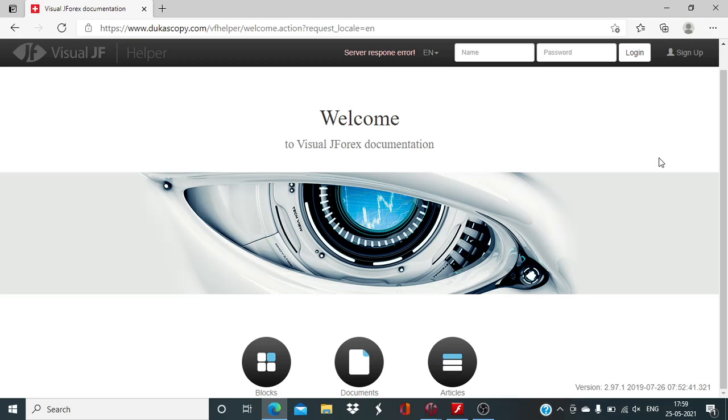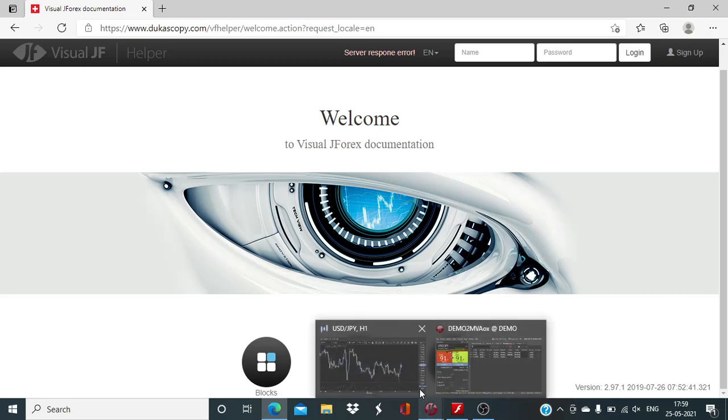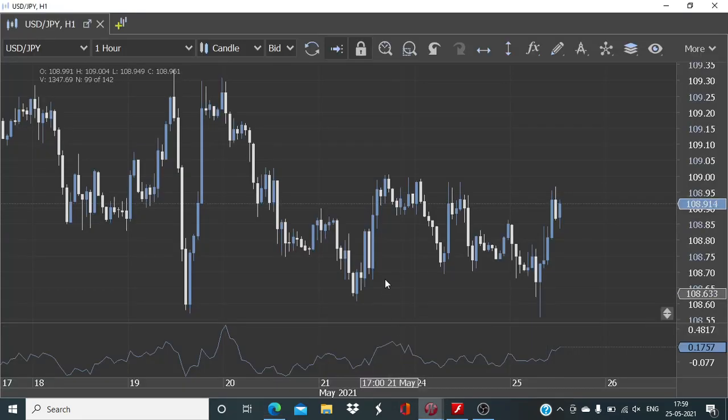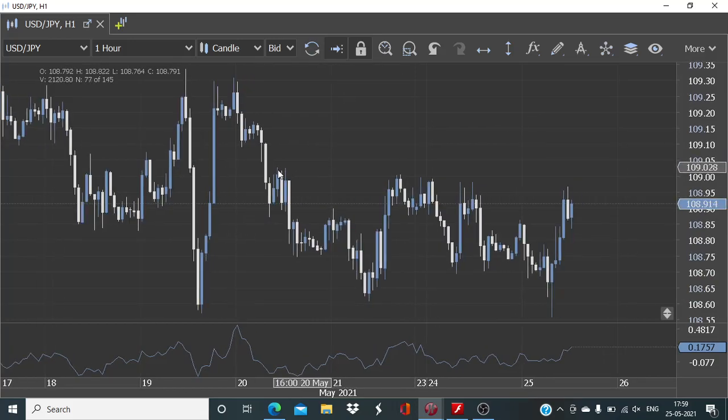If there is a gain in the price, then of course the output for the ROC will be positive. If there is a price decline in the given period of time, then the output will be negative. So that's how this indicator works. And if you want to go into the details of the technical aspects of this indicator, I would suggest that you refer to the earlier video which I had done in the introductory series. In today's session of Visual JForex, the focus is going to be on the functional aspects of this indicator.